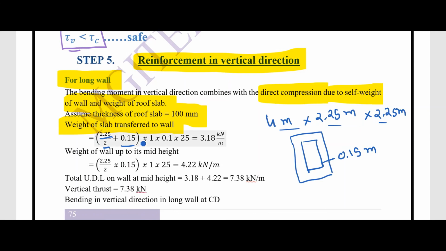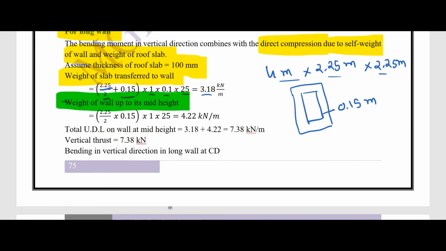For 1 meter width, 0.1 is the thickness and 25 is the density. So 3.80 kilonewton per meter is the weight of slab. Now we have to calculate the weight of wall up to mid height.